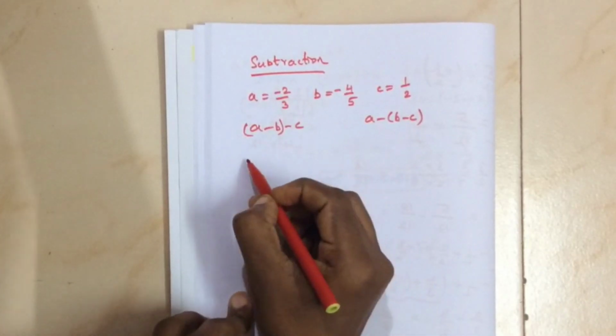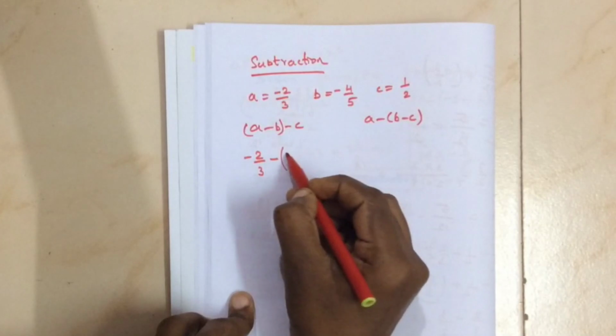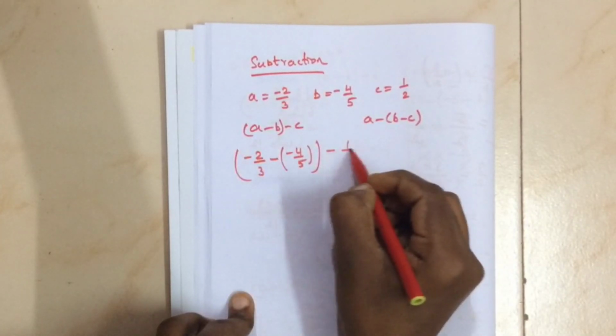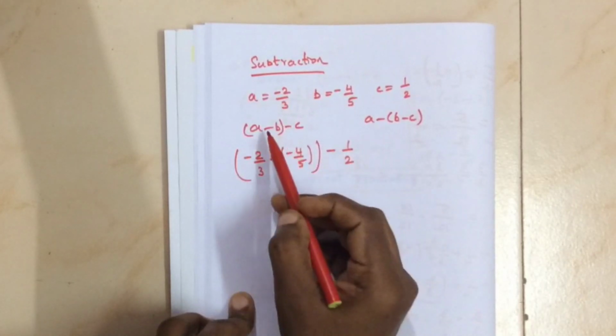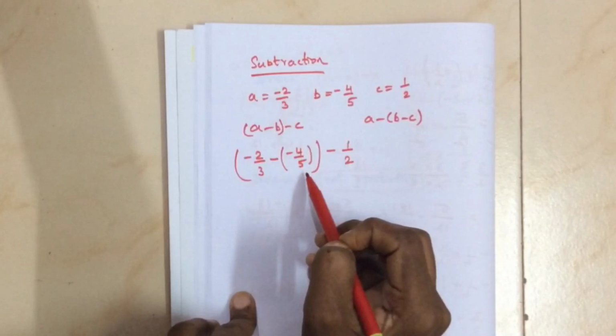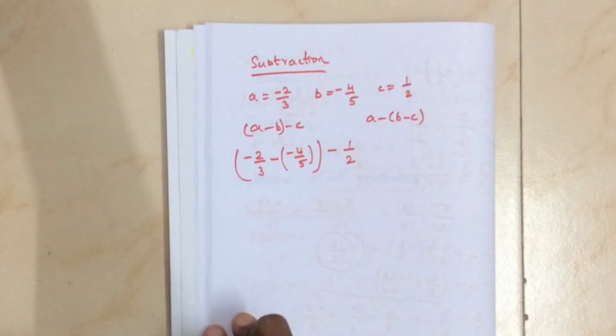So what is A here? Minus 2 by 3 minus, what is B here? Minus 4 by 5, minus 1 by 2. Okay, this A is minus 2 by 3, and this minus comes from here. B is minus 4 by 5, minus of 1 by 2. So first we will solve whichever is inside the bracket.